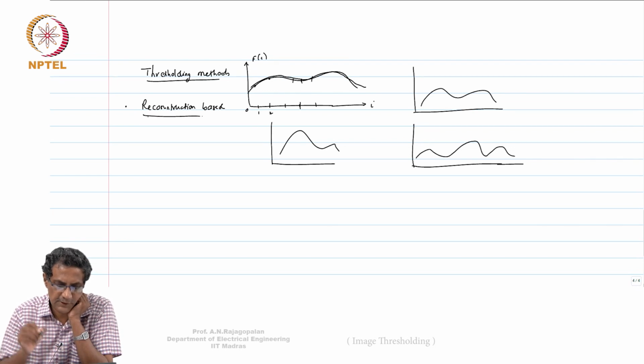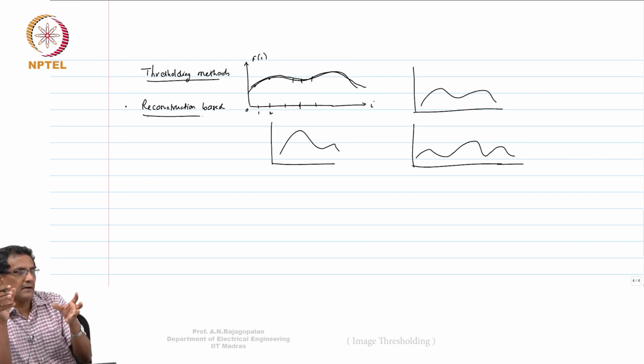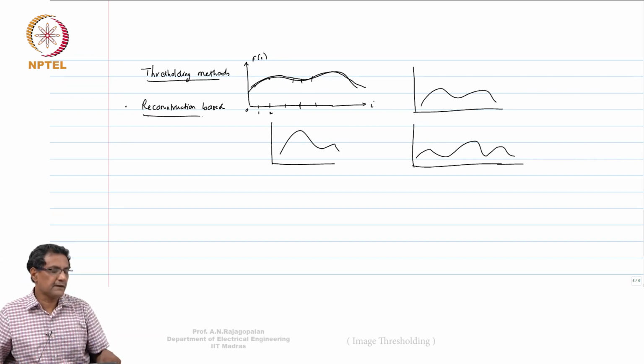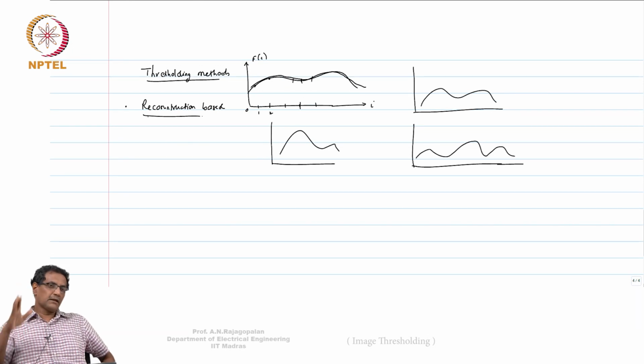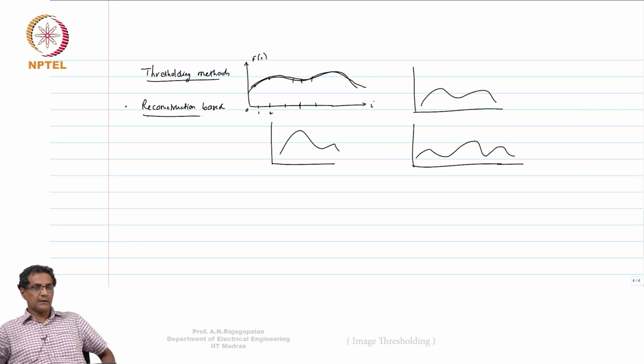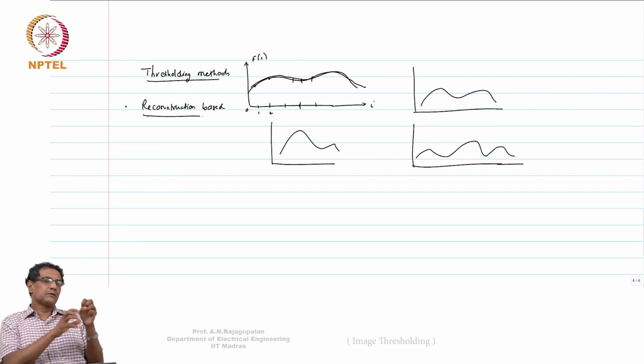That's why we call it reconstruction based, because you want the error between the original histogram and the Gaussian fit to be as small as possible. If it is bimodal, then you have two of these Gaussians. If you want to model the histogram with n modes, then you will have n Gaussians, each with its own mean value and sigma.